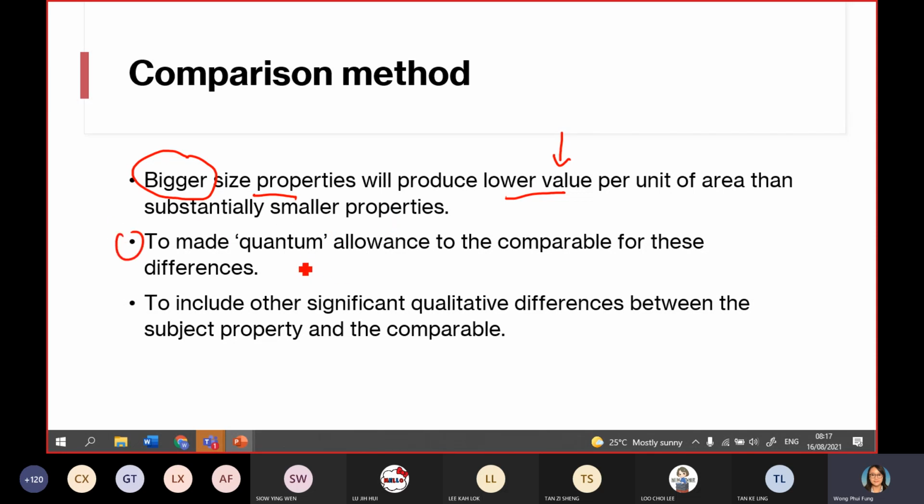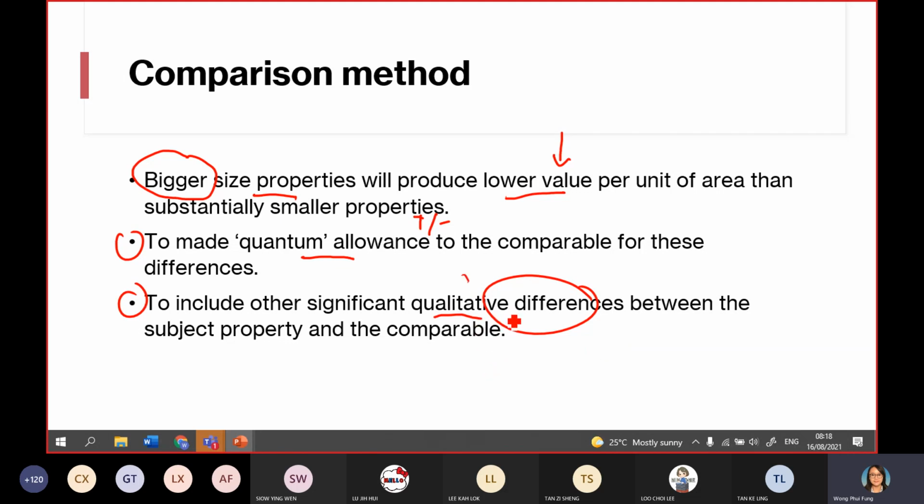So that's why the best way is to make quantum allowance. What does it mean by quantum allowance? Quantum allowance means an allowance, plus minus, addition or deduction from the rental itself or from the capital value to reflect the differences. That is meant by quantum allowance, plus minus to the rental or capital value of the property to reflect the differences. Why do we need to do that? Because to include other significant qualitative differences between the subject property and the comparable.